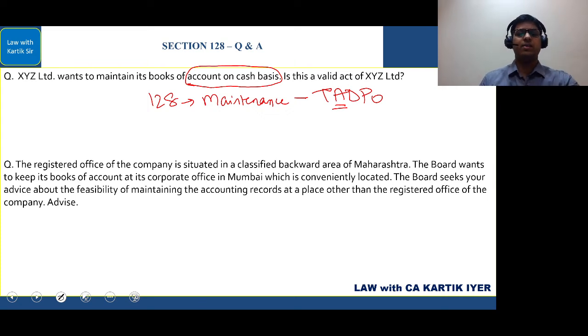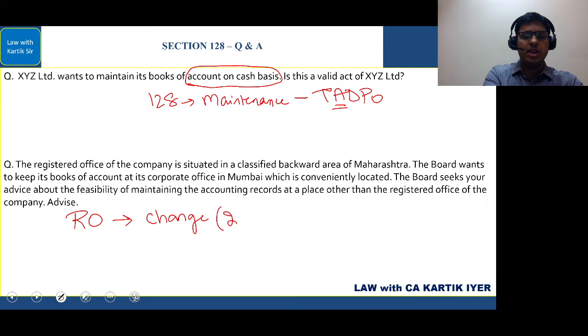Now, understand here. Normally the books of accounts of the company will be kept at the registered office of the company. However, if the company plans to change the location, it can only be at any place in India. You can only keep it at any place in India. Now, if the registered office is in a classified backward area of Maharashtra, you can keep it there. However, when you read the question, they are saying that they want to keep it in their corporate office in Mumbai. Can they keep it? The answer is yes, because Mumbai is in India.